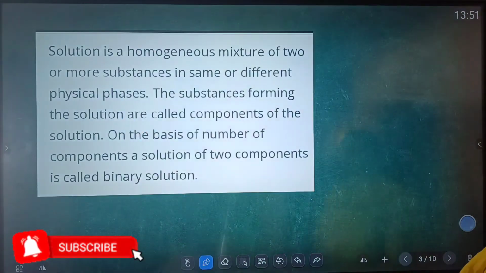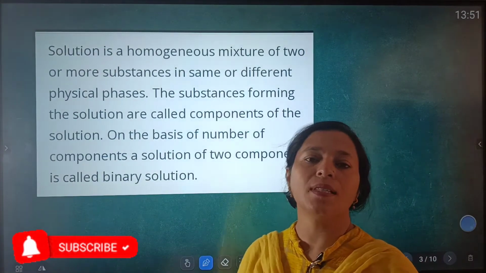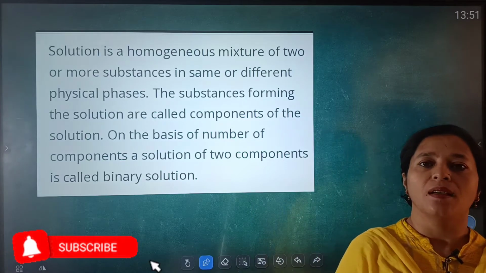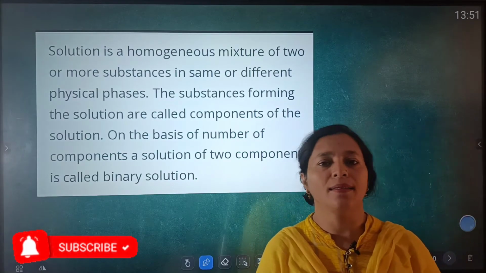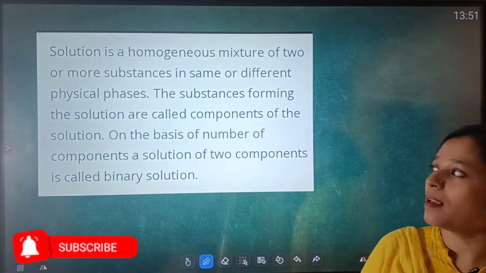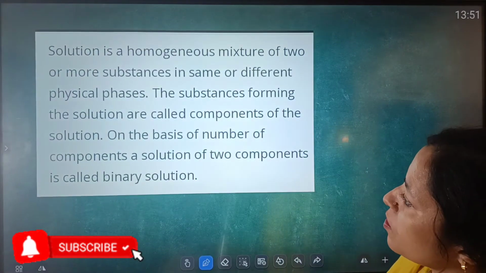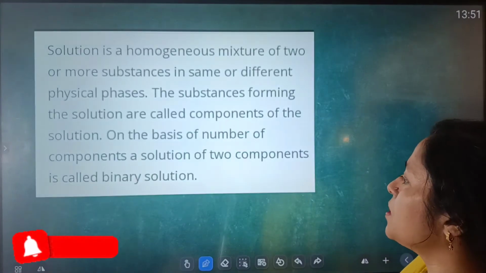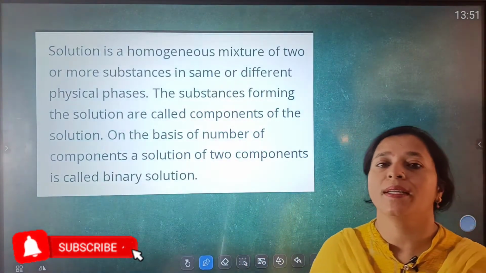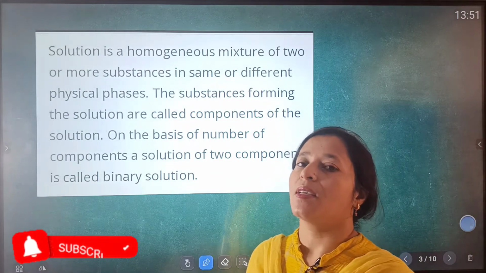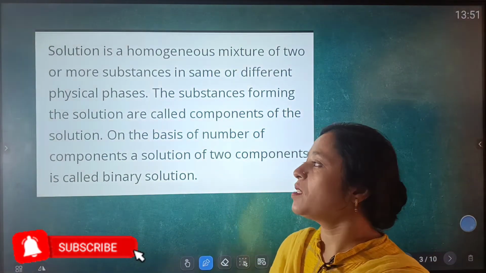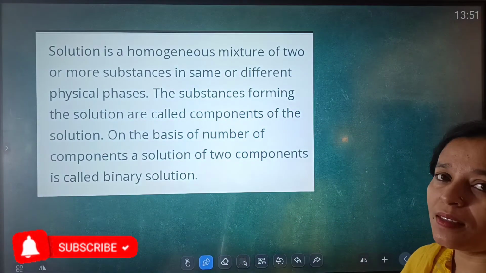This is lesson 2 of your book. Solution is a homogeneous mixture, and it is made up of 2 or more components. One is the solute and the other is the solvent. So when we combine solute and solvent, it makes a solution. On the basis of the number of components of a solution, if there are only 2 components, then we'll be calling it a binary solution. So in our 12th class, we are basically concentrating on the study of these solutions, their types, and their properties.